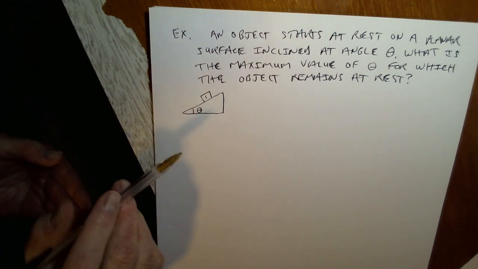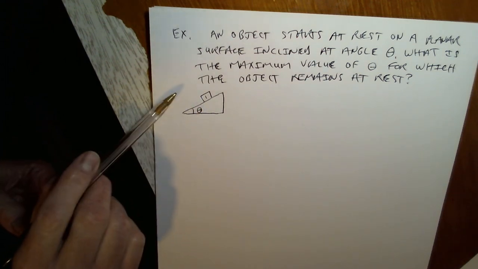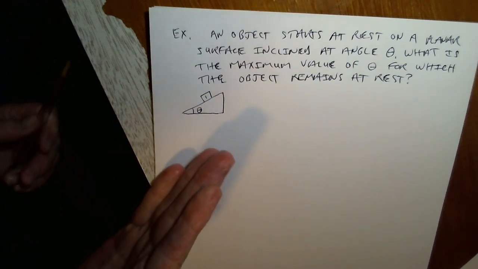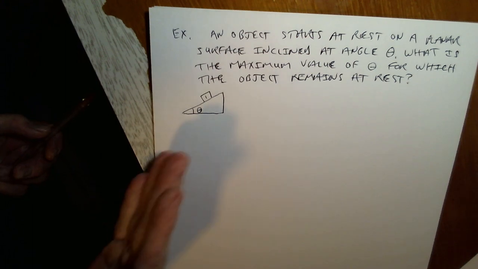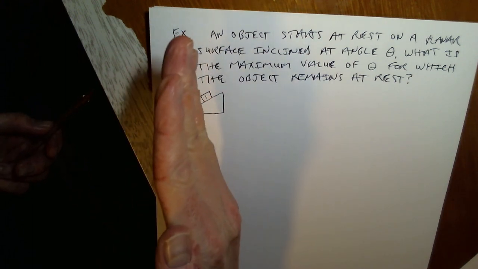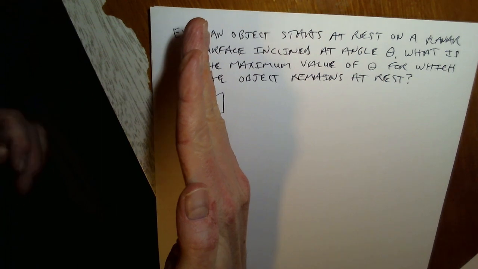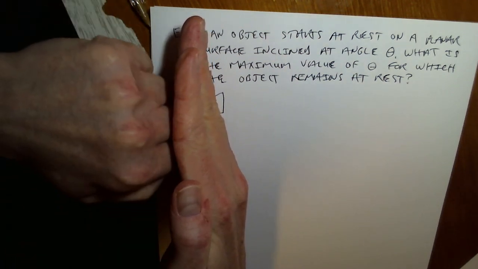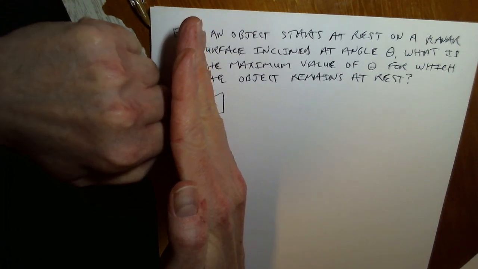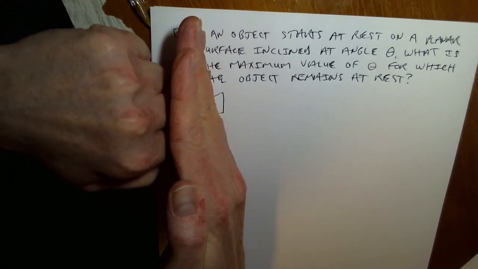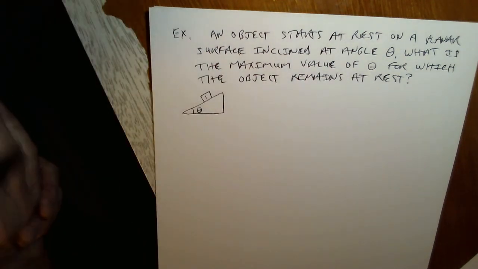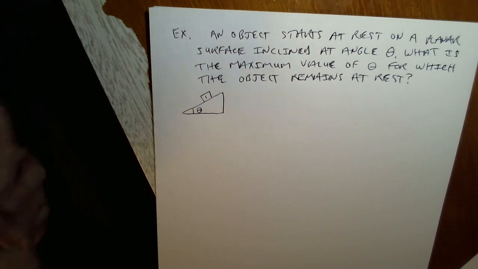Okay, so the idea is that if theta gets big enough, then the object will slide. And of course, if theta is 90 degrees, then the plane is vertical. And the object, if it starts here, it's just going to fall, right? There's nothing to keep it from falling. There's no normal force. It's not leaning against the surface. The normal force goes to zero, so it just falls. So you know that for theta big enough, certainly for 90 degrees, the object's going to fall.